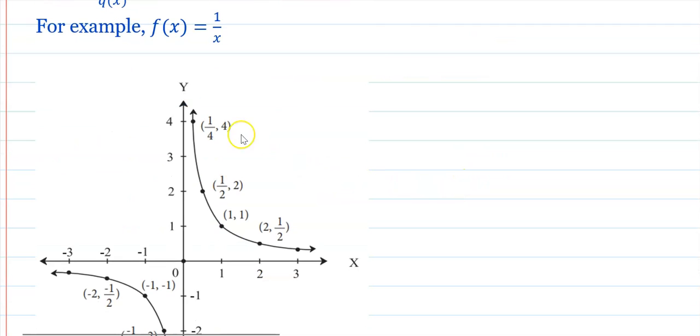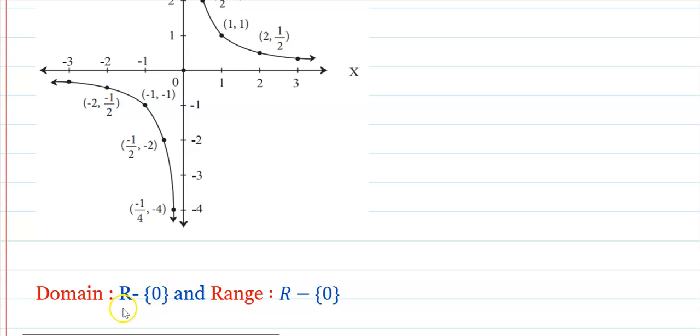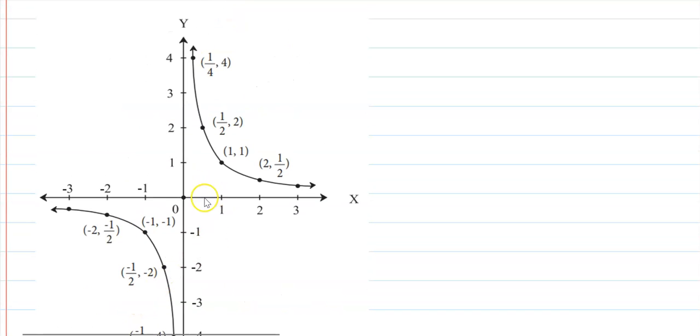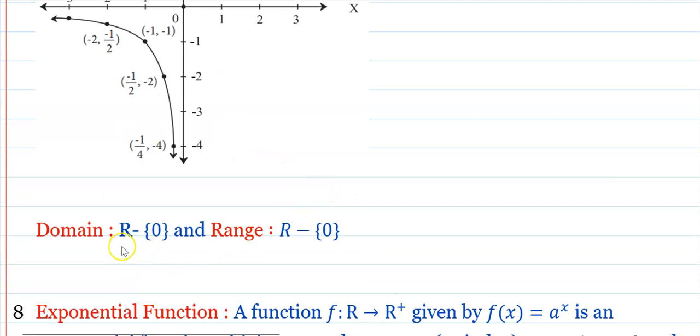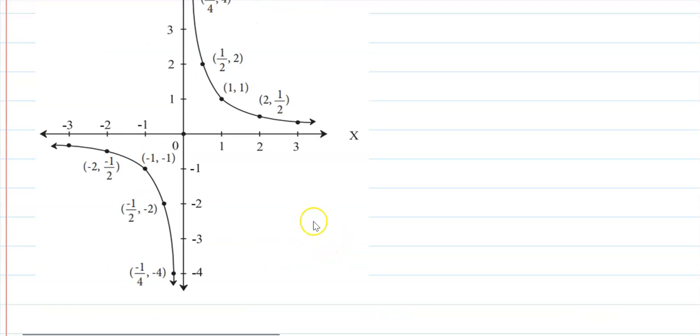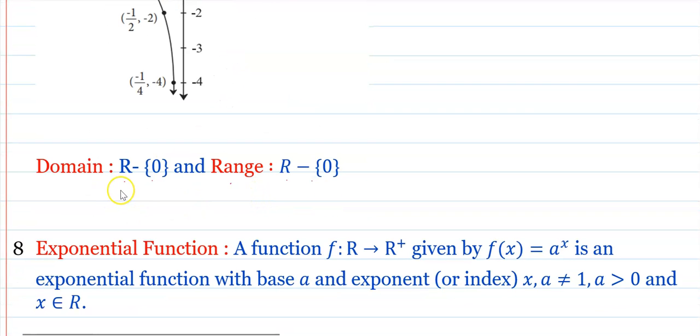Now, there is an example here: f of x is equal to 1 upon x, and here is the graph of this type of function. What about its domain? If we think about the domain, does 0 come here? 0 does not come. Therefore the domain is R minus 0. That means 0 is removed from the set of real numbers. And the range, R minus 0, means all elements of the set of real numbers except 0. It is clear that the graph never touches 0, and therefore the domain is R minus 0, and the range is also R minus 0.